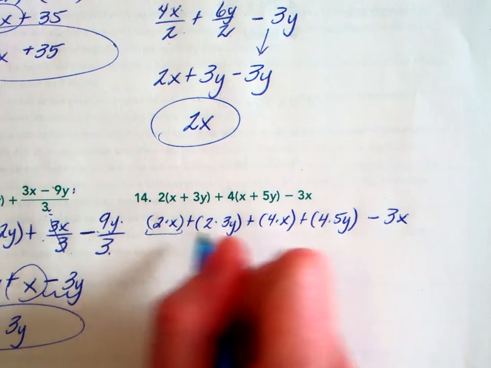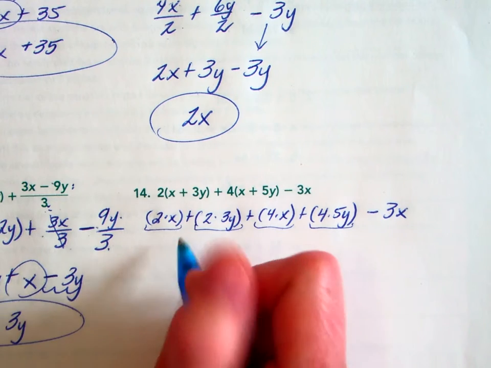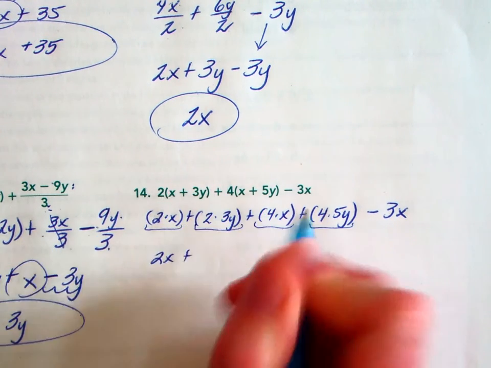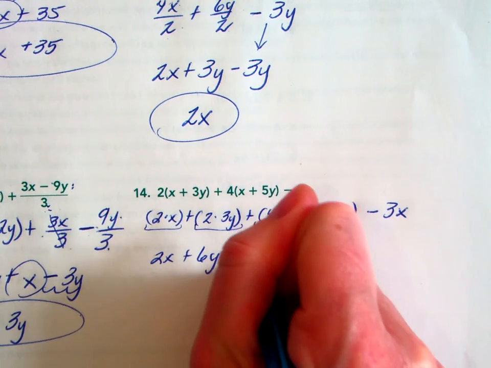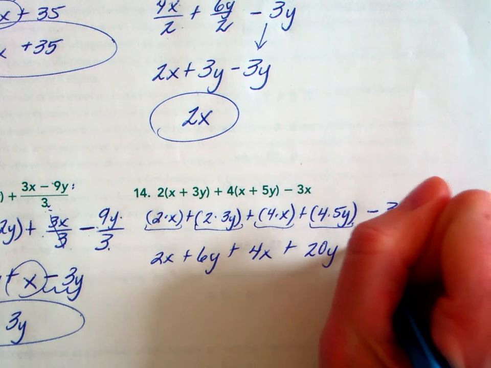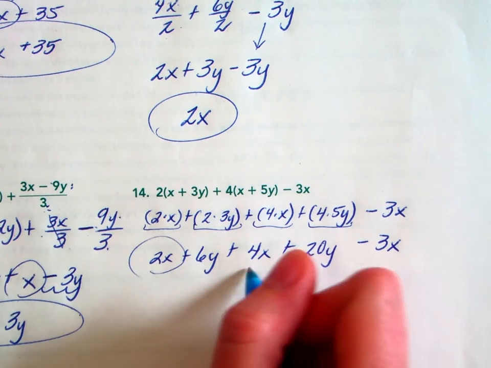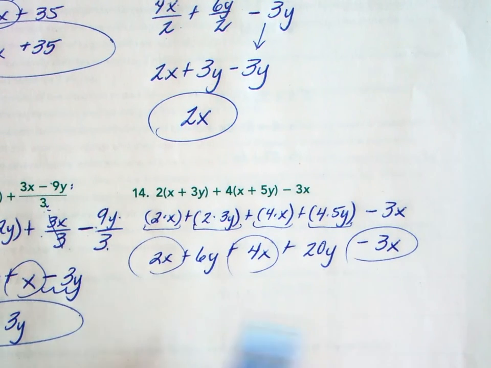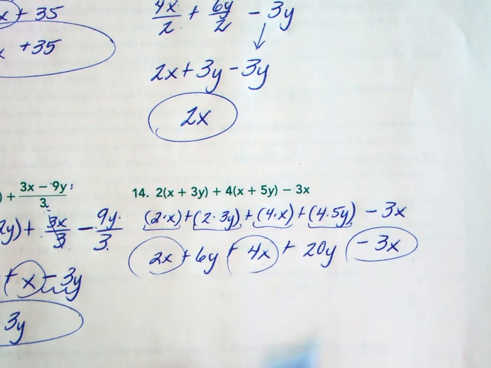Now go ahead with the order of operations. Take care of all those parentheses. 2 times x, 2x, plus 2 times 3y, 6y, plus 4 times x, 4x, plus 4 times 5y, 20y, minus 3x. Let's examine like terms. I see 2x, 4x, minus 3x. I see 2 and 4 is 6. Take away 3. You said 3x.